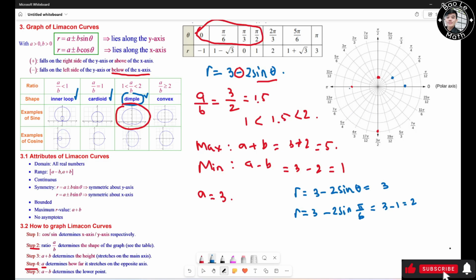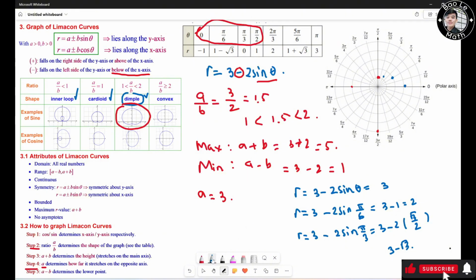Now next one, pi over 3. R equals 3 minus 2 sine of pi over 3. It should be 3 minus 2 times root 3 over 2, which is 3 minus root 3. Root 3 is approximately 1.7, so 3 minus 1.7 should be about 1.3. So it's going to be right here.